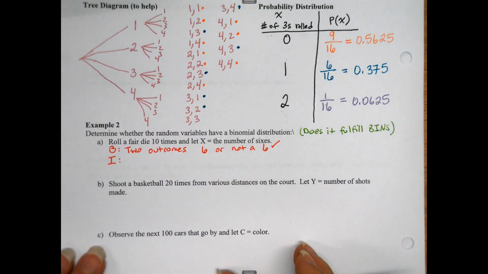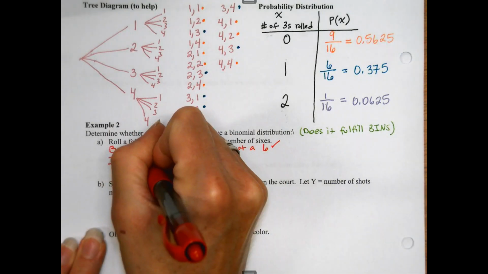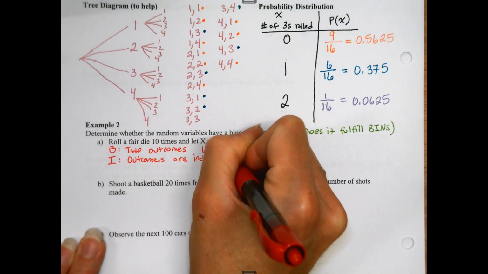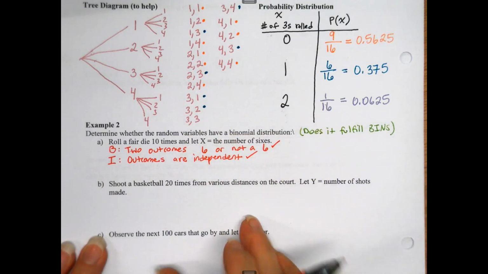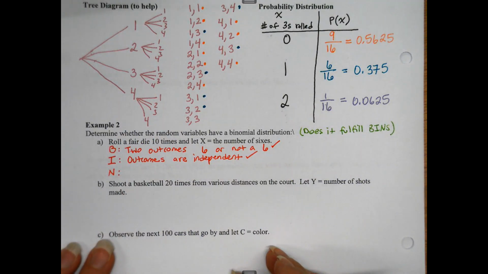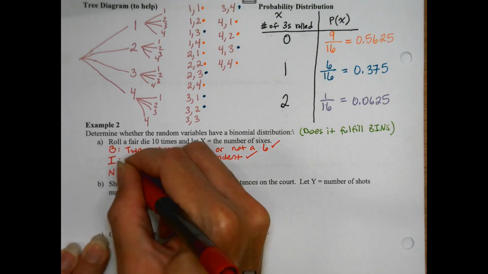It fulfills I, independent. Are the trials independent of each other? Well, when we roll the die and then we roll it again, those 2 outcomes are going to be independent of each other. What you roll on the first die has no bearing on what's going to happen the second time the die is rolled. So our outcomes are independent. For N, we need to have a fixed number of trials. Well, it tells us that we are going to roll the die 10 times. 10 is a fixed number.